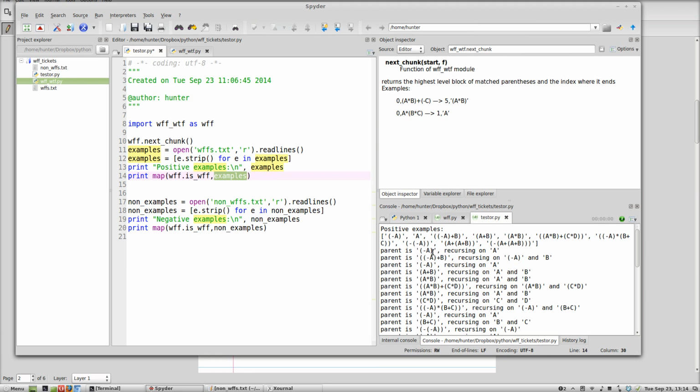So when I'm checking this well-formed formula, it has to examine A to determine if A is a well-formed formula. And here it should recurse on the two things that are being disjuncted, and the two things that are being disjuncted are this and that. Here it should recurse on the thing that's being negated, which is A. Here it should recurse on the two things that are being disjuncted.